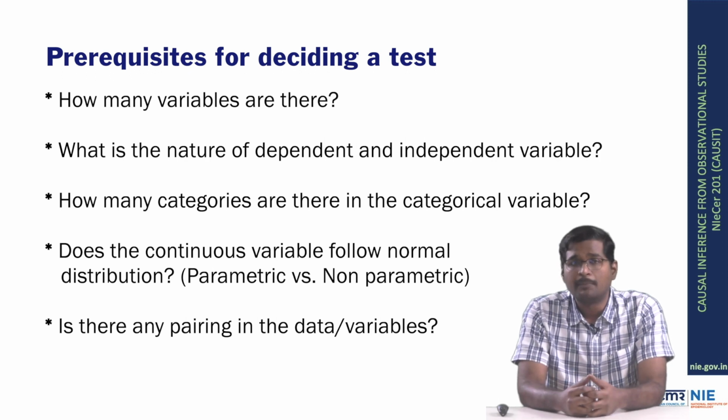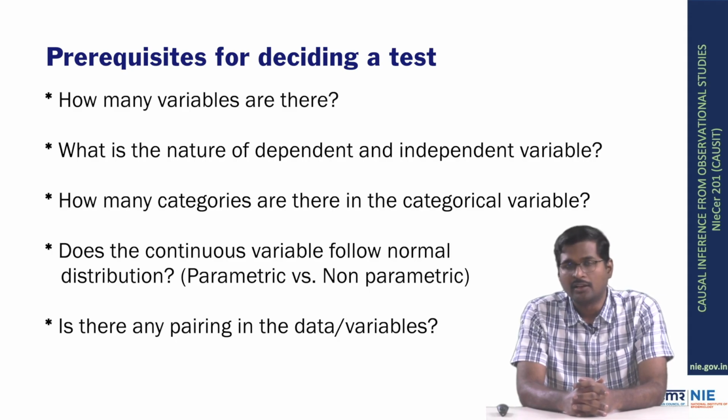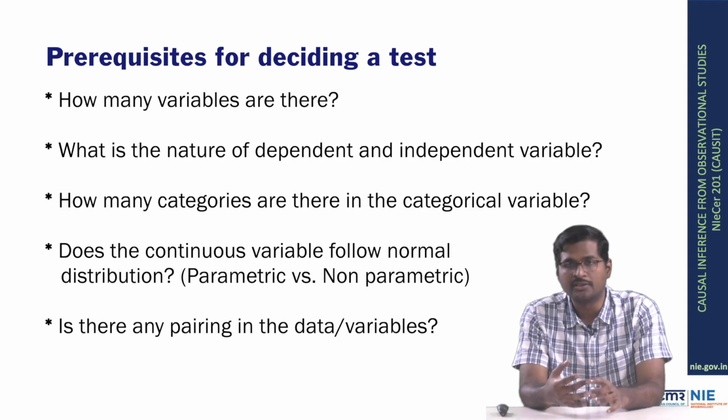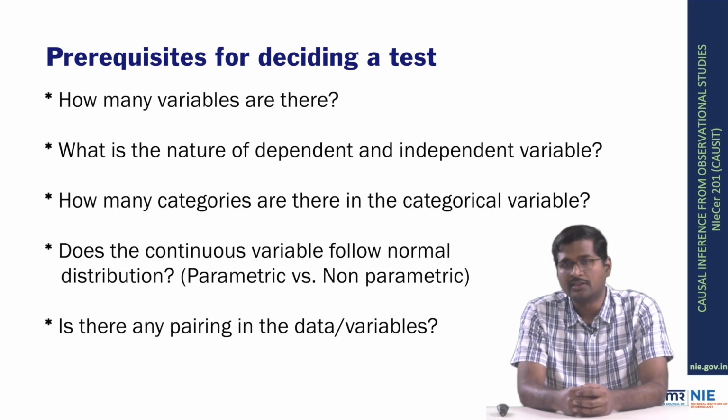What is the nature of the dependent and independent variable? By nature, I mean what is the type of variable? Is it categorical? Is it continuous? Is it ordinal, etc.? How many categories are there in the categorical variable? These are called levels. For example, if a question has only two levels, yes or no, then it is called a binomial variable. If a categorical variable has more than two levels, let's say stage 1, stage 2, stage 3, stage 4, then that variable is called a multinomial variable. This also determines what type of statistical test we are supposed to use.